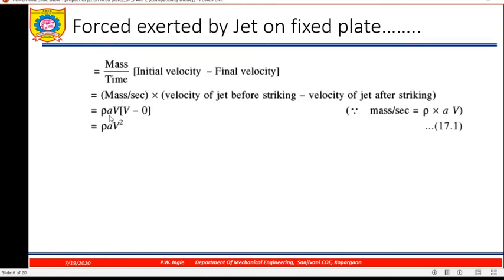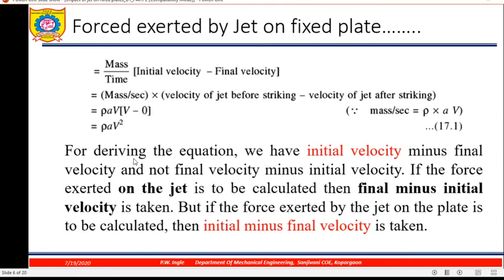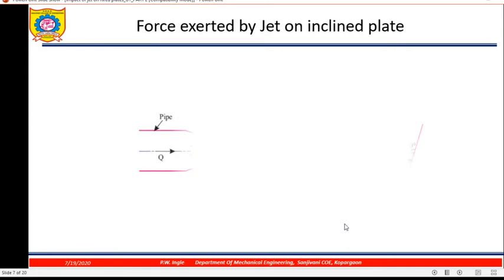So what is mass per second? It is rho into a into v. Velocity of jet before striking in the x direction is v, and velocity of jet after striking in the x direction is 0. So you are getting F equal to rho into a into v square. I told you, for getting the equation we have initial velocity minus final velocity, not final minus initial. If the force exerted on the jet is to be calculated, then you should take final minus initial. But here we have considered the force exerted by the jet on the plate, so it is initial minus final velocity.